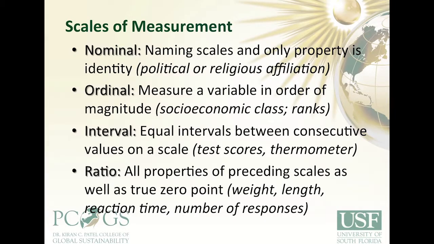There are also scales of measurement, and you are probably familiar with these. One is the nominal. Naming scales, the only property is identity. So nominal is when you ask, what's your political affiliation? You say, I'm a Republican, I'm a Democrat, or you're a Christian, or Jewish, or Muslim, and that's it. That's the nominal measurement. It just labels. It identifies you as something. You're a mother, you're a father, sister, brother, whatever. It's nominal.